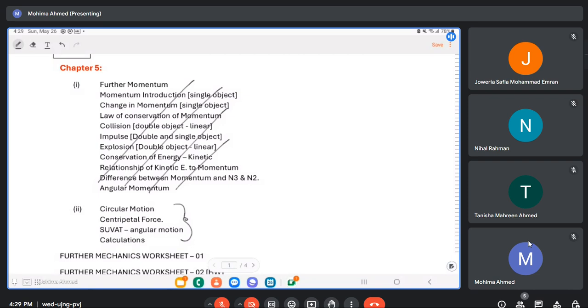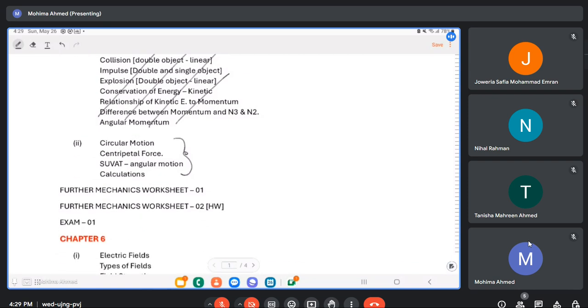After this, we are going to solve a few worksheets. There will be two worksheets on further mechanics. Also, this week we'll continue with our classes. As homework, you have to watch the recording for momentum, and as classwork, we will start with circular motion. Today is our first class for circular motion, and then there will be classes on Wednesday and Thursday. In these two classes, we can complete the entire circular motion this week.